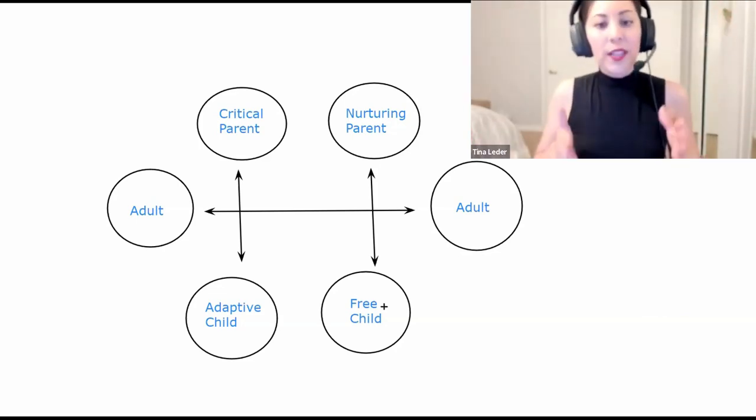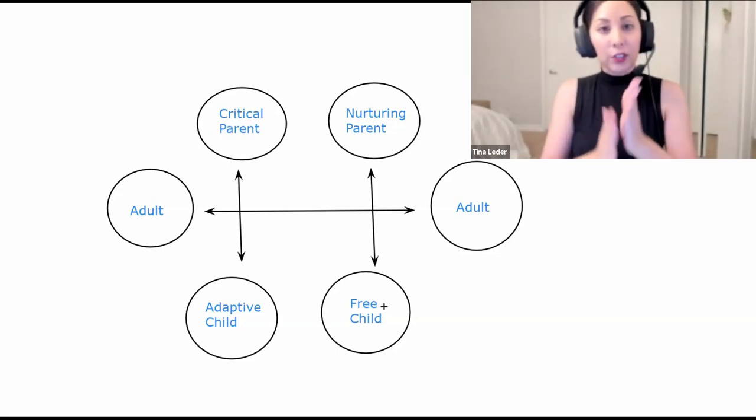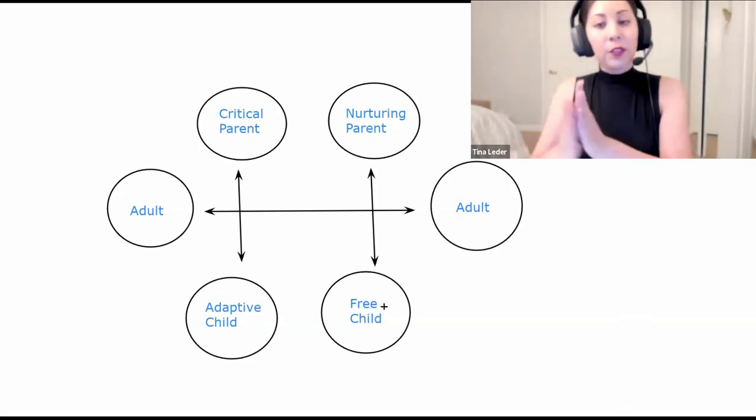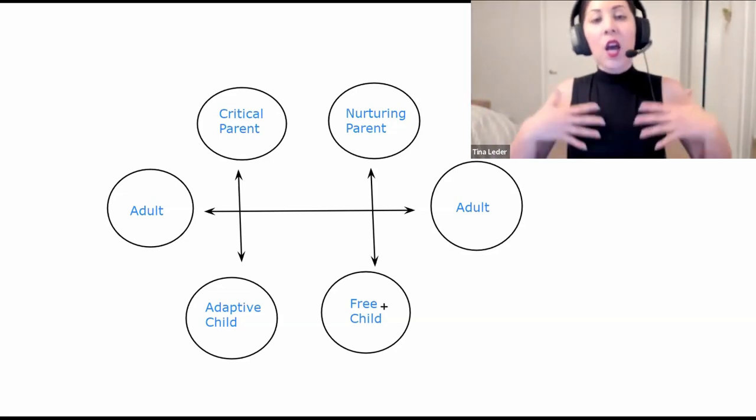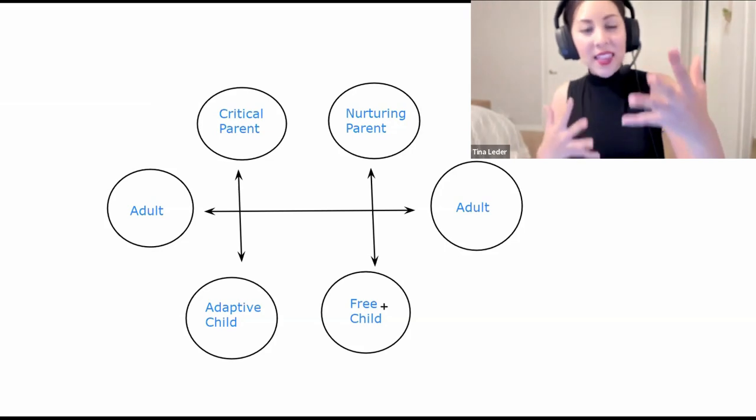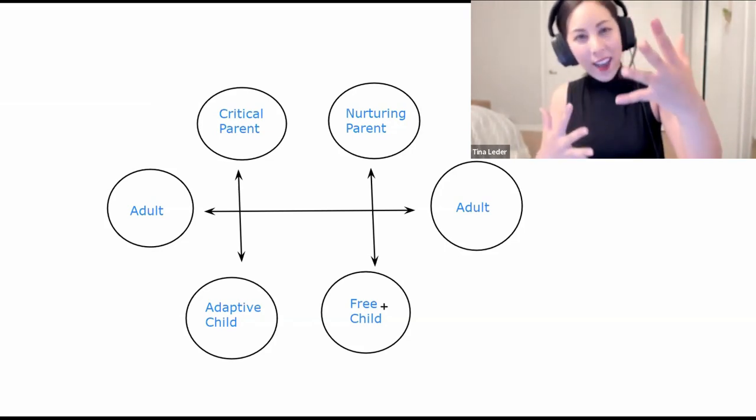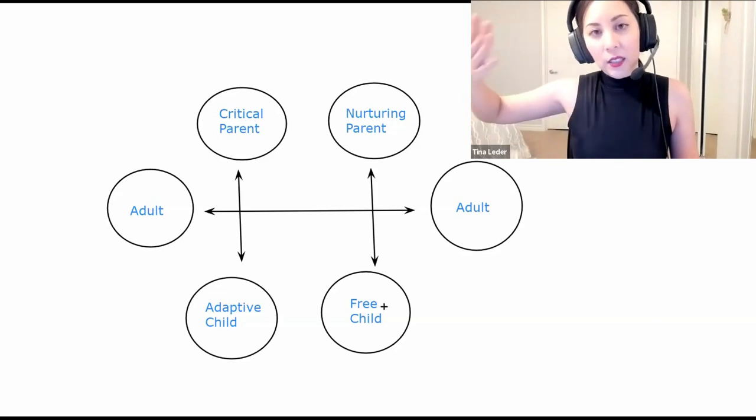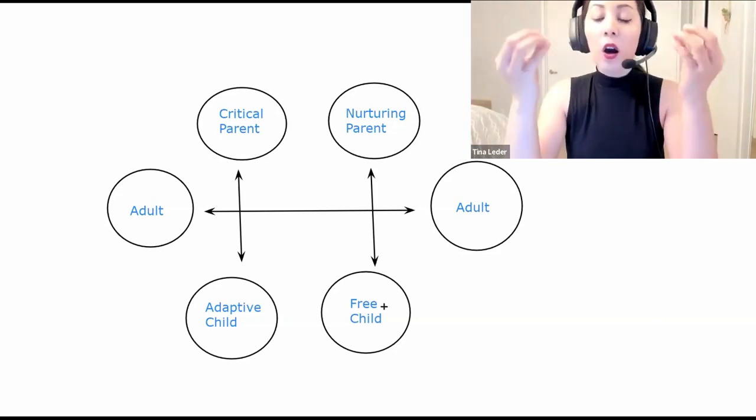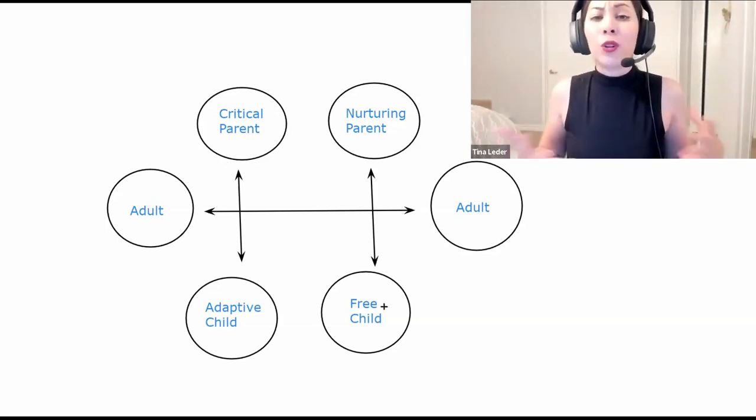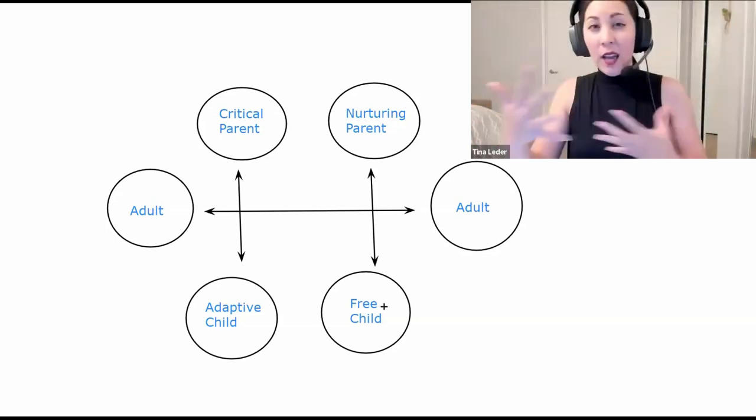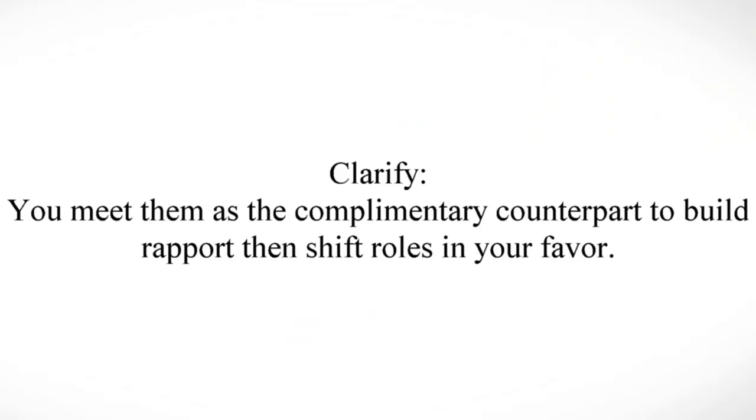So if we know that the critical parent and adaptive child are complementary, right? Nurturing parent, free child, complementary, and adult is complementary. Your best strategy is to meet them where they're at as the first off. Because what ultimately this is, like I said before, is it's a power dynamic and we're shifting power dynamics. I wanted to clarify that you meet them in the complementary counterpart to build rapport, so then you can shift the role in your favor, and because you're leading, they are more likely to follow you.